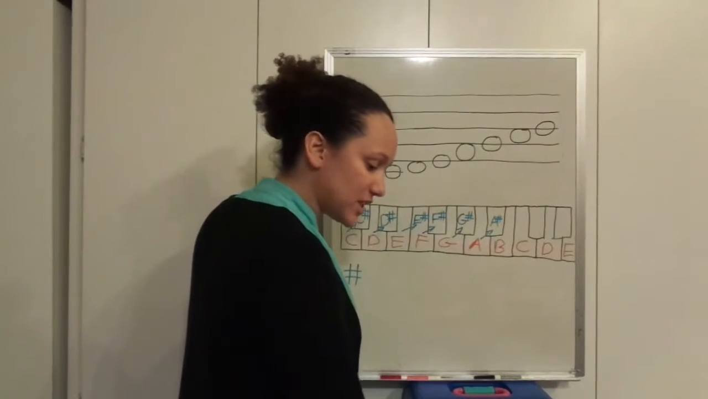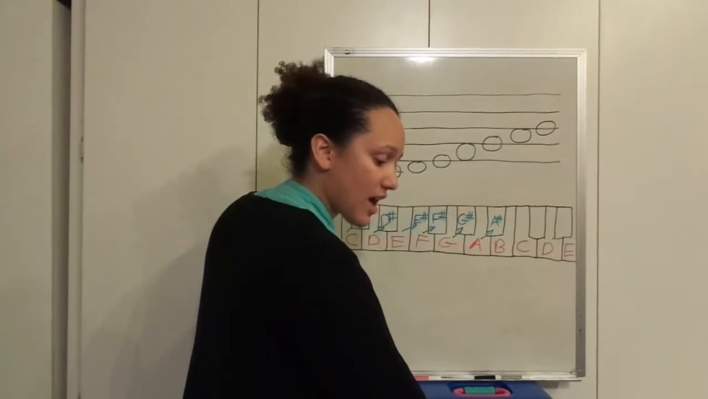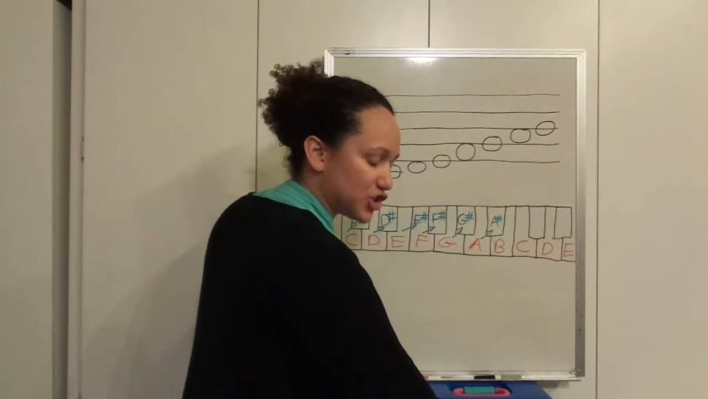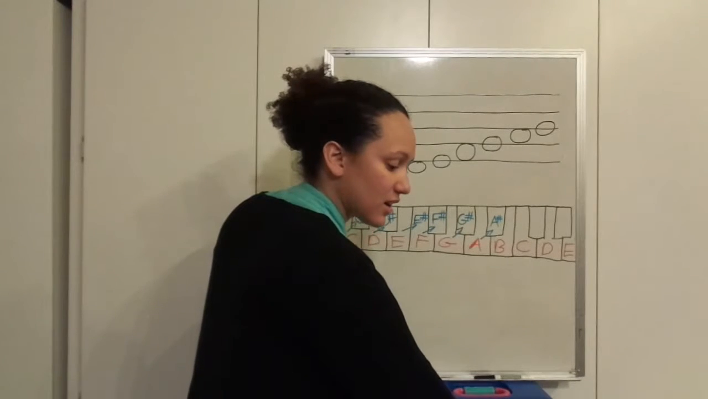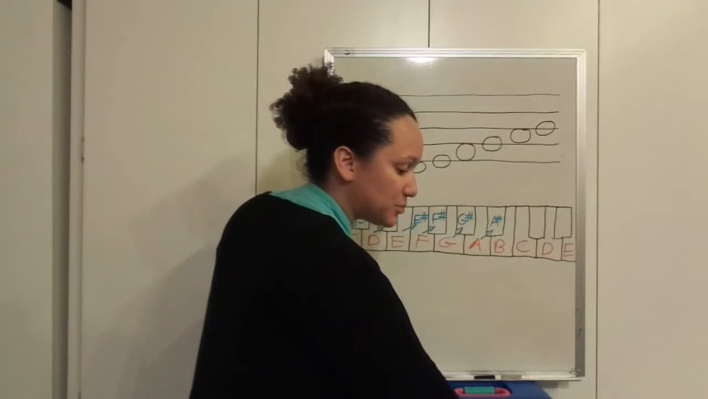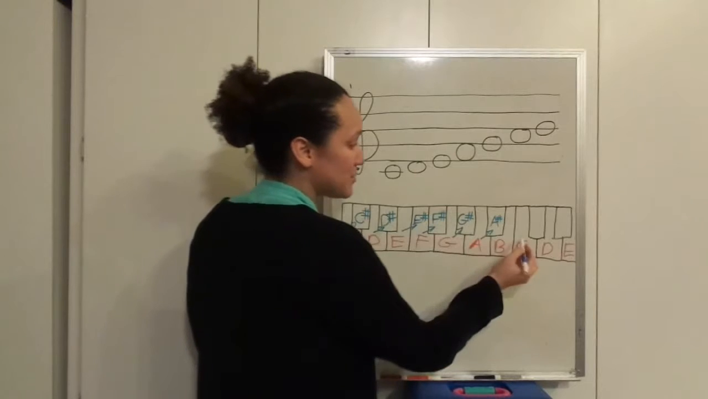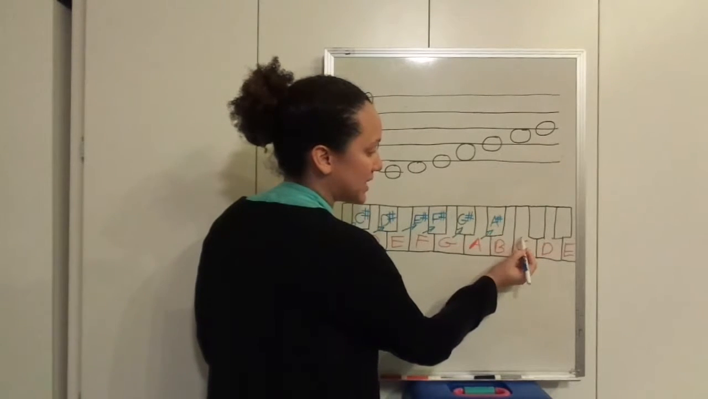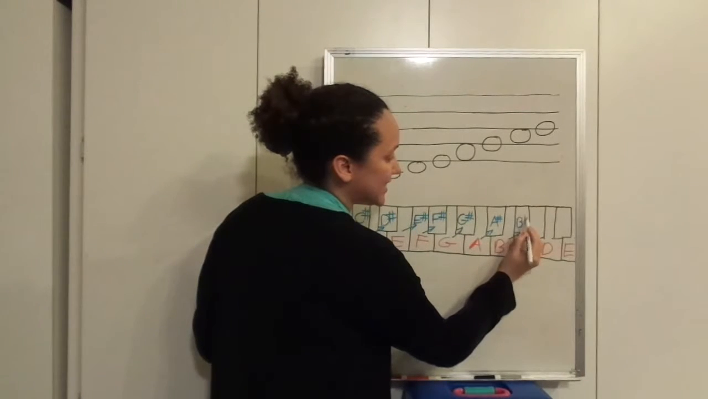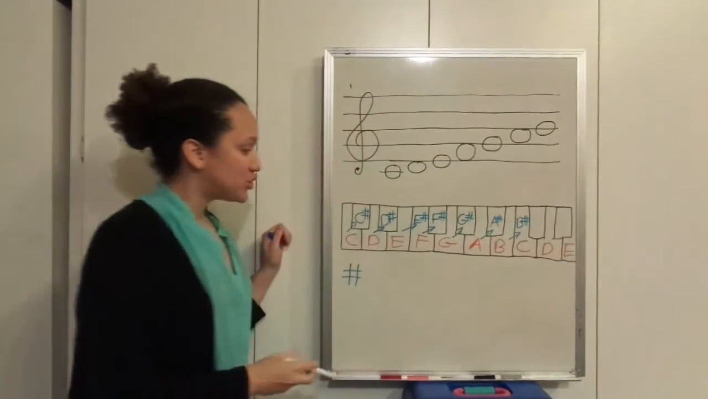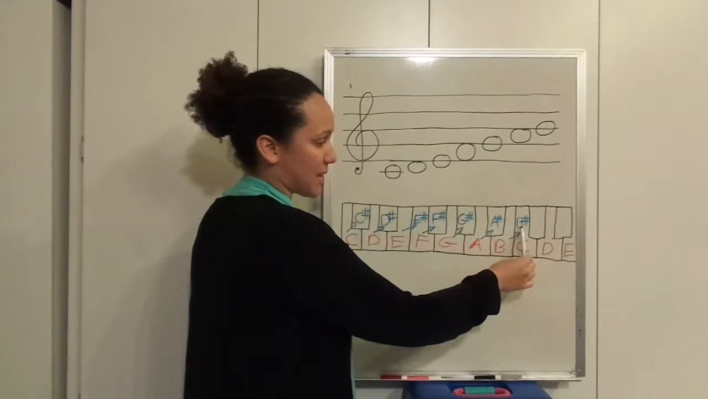We were on E, here's E, and E sharp. Here's F, and F sharp. Here's G, and G sharp. Here's A, and A sharp. And here's B, and B sharp. Now guess where B sharp is? Because there's no raised note in between the B and the C, we actually have to go to the C. So B sharp is the same as C. Just like F is the same as E sharp, the C is the same as B sharp.